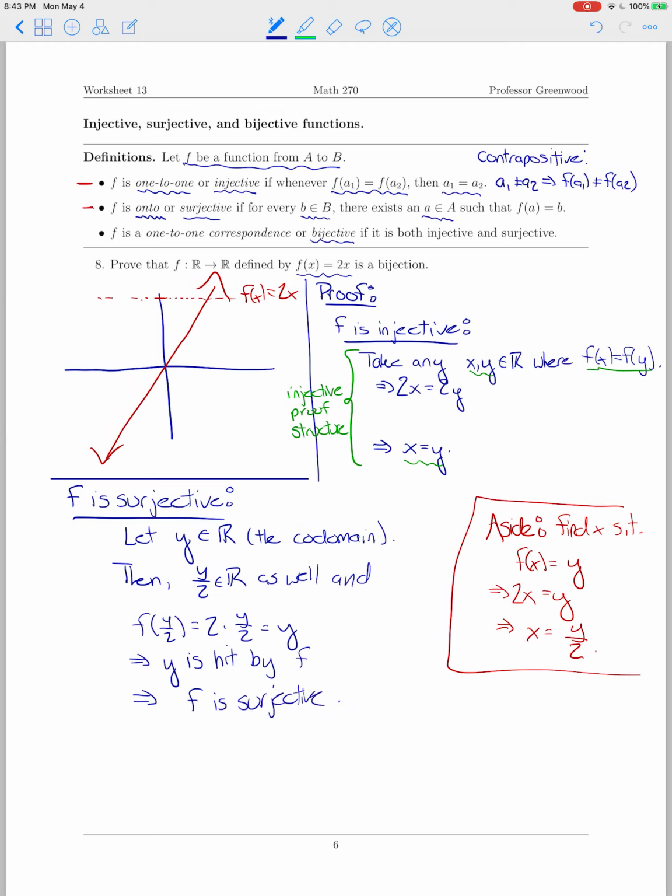Now that we have that, all we needed to show overall was that this is bijective. Since it's injective and also surjective, that just by definition means that f is bijective.